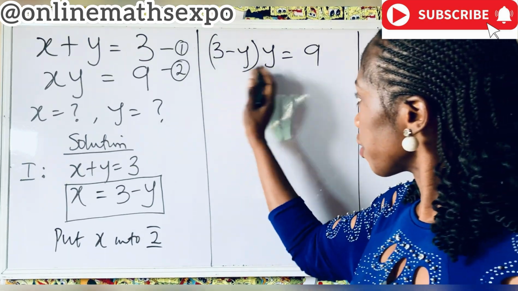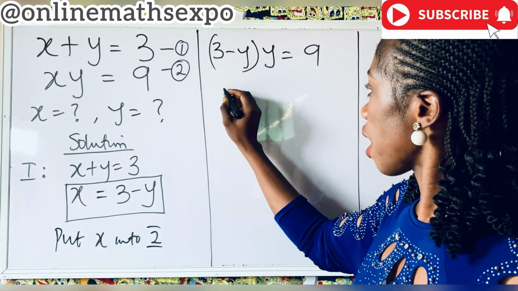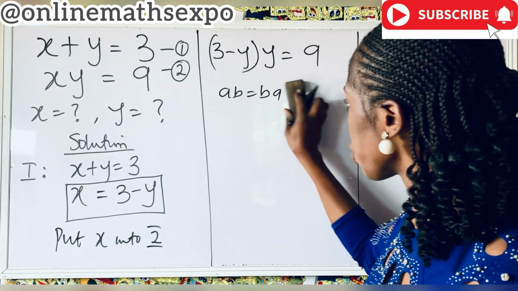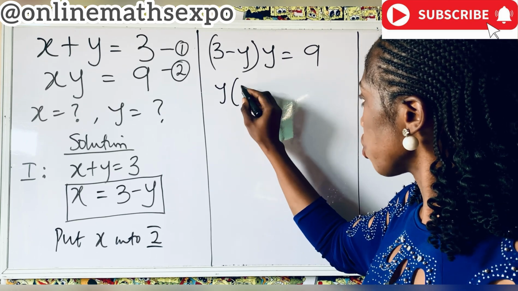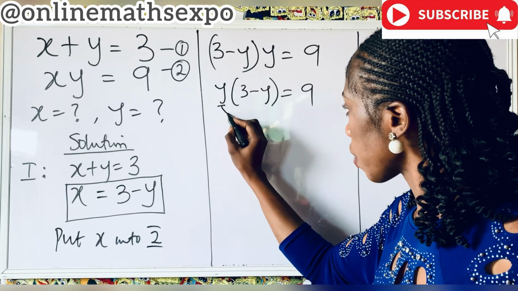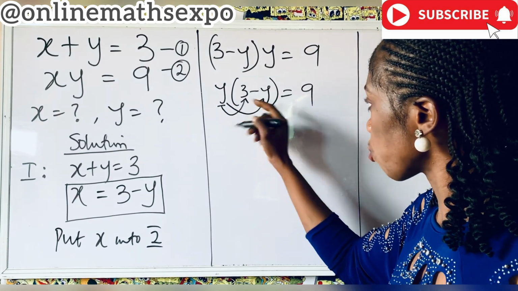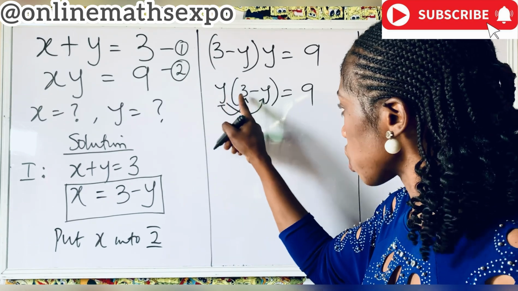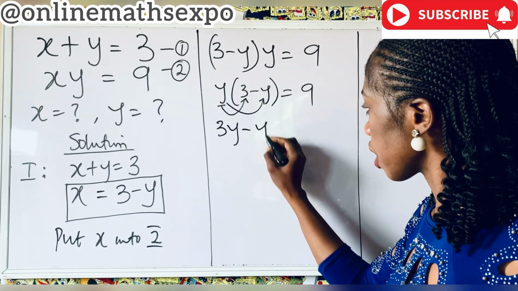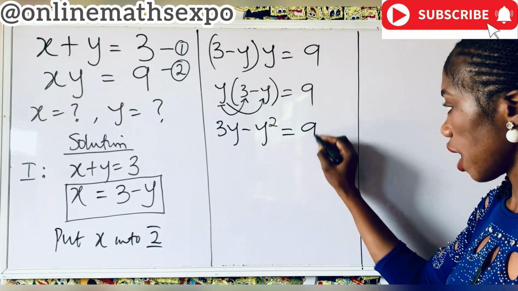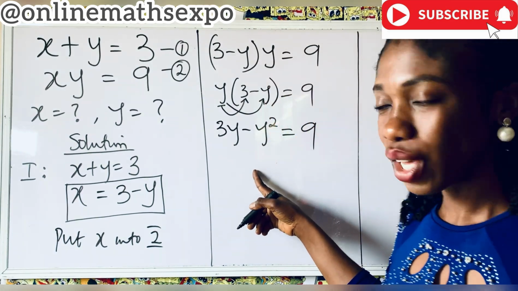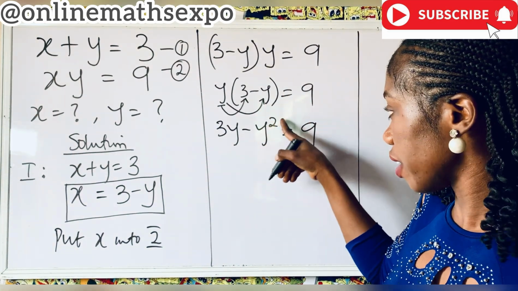You can choose to reposition it, because when you have AB, it is the same as BA, okay? So let's reposition it. We're going to have y into 3 minus y is equal to 9. So this y we multiply, distribute it. Okay, use it to multiply each of these terms. y multiplies 3 will give us 3y, and y multiplies negative y will give us negative y squared is equal to 9. Now looking at this, you will notice this equation has led to what we call a quadratic, because the highest power of this y now is 2.